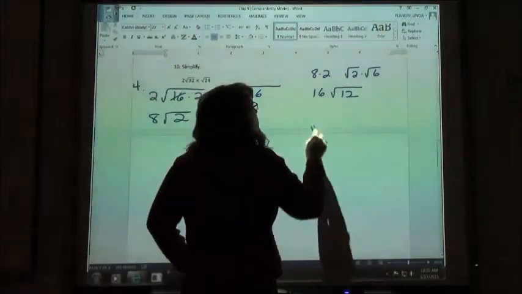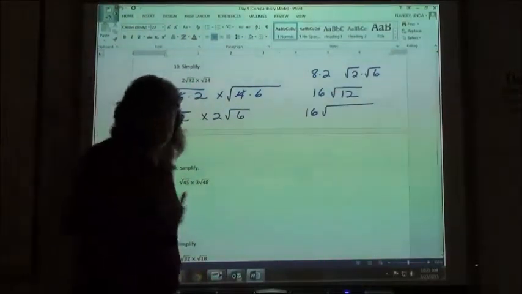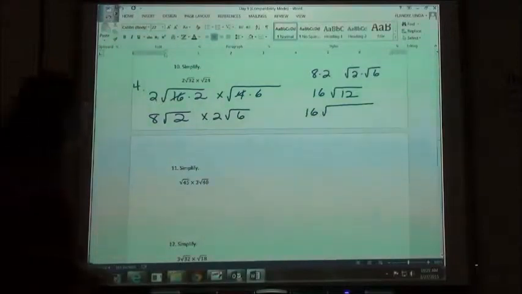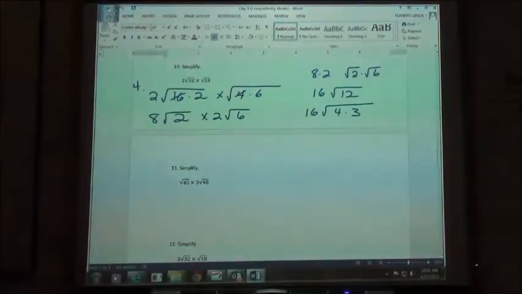So if I have 16 square root of 12, 12 can be factored into our perfect square that goes into 12. Or 4 and 3, right? 4 is our perfect square. 4 times 3 is 12. Now if I tried 2 and 6, neither of those are perfect squares, so that's why that pair won't work. But 4 and 3, 4 is a perfect square.